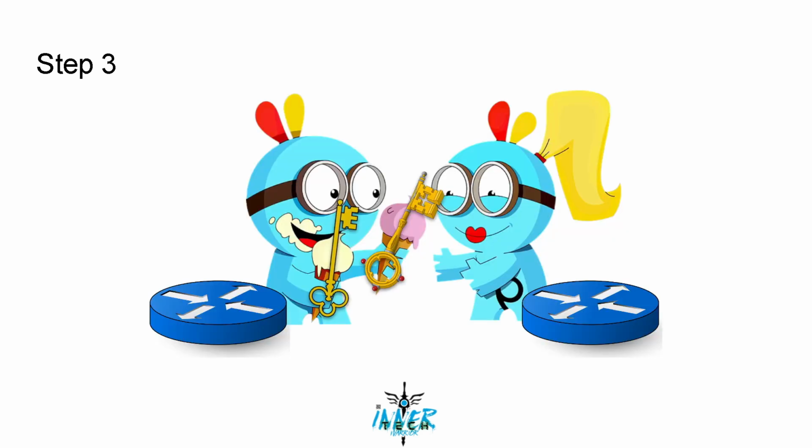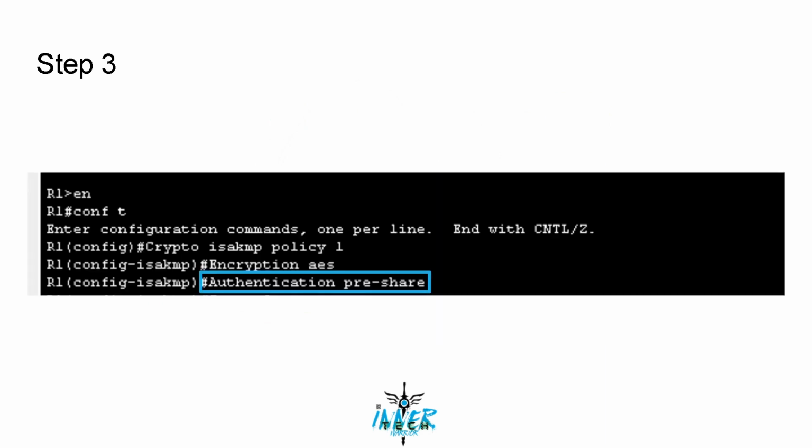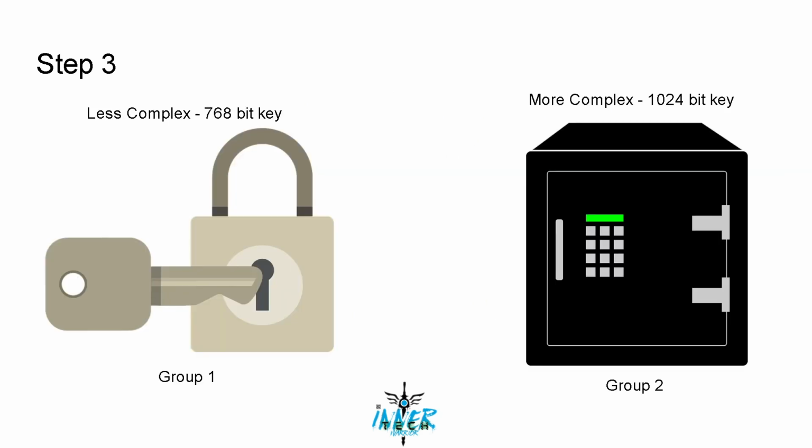Step 3 is to specify the pre-shared key authentication method for IPsec. This is us setting up our secret handshake, pre-sharing the password so each router can know that the messages are coming from one another. This command is authentication pre-share.